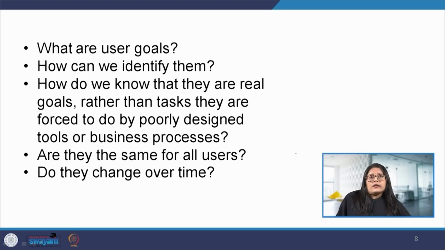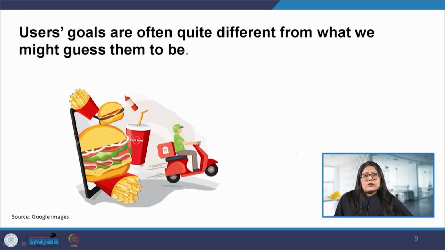What is the guarantee that this goal is actually a genuine goal or not? Are all goals the same for all users, or do they change over time? We need to be able to answer these questions in order to identify and understand our users better. Most often than not, user goals are quite different than what we think they may be.